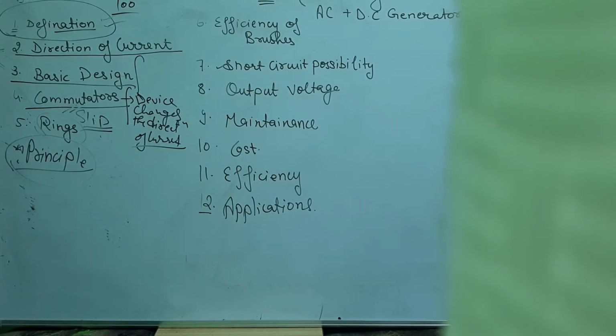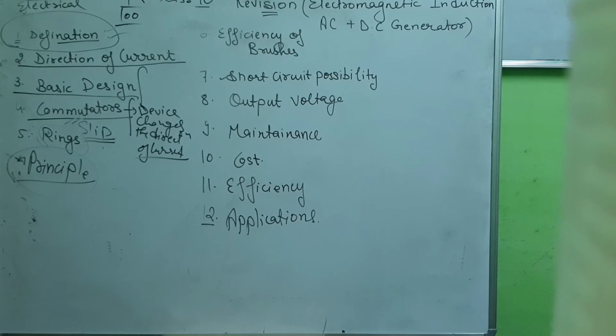Next is the efficiency of the brush. As compared to AC and DC, AC is more efficient. There is no wear and tear of the system in AC, so the brushes will remain efficient in that case, whereas in DC the efficiency is quite less. Short circuit possibility: as the efficiency is good and wearing and tearing is less, the short circuit possibility is also less in AC, whereas more in DC. Next is output voltage. AC produces more output voltage as compared to DC.